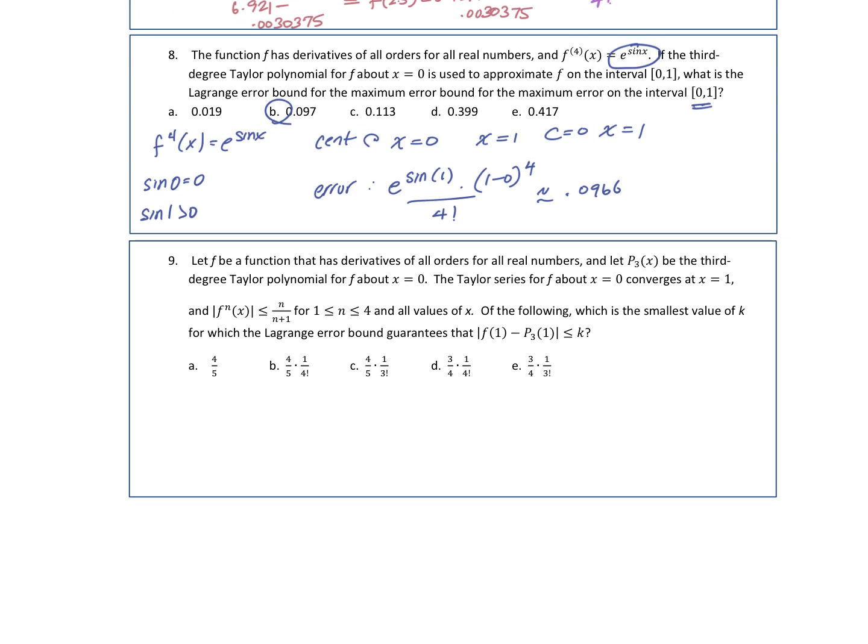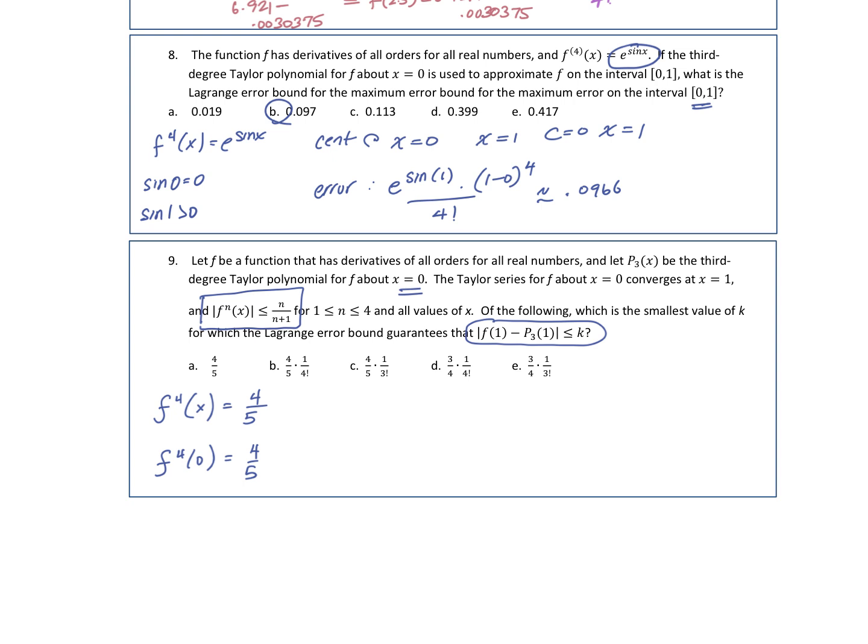All right, for number 9, we're talking about a third-degree Taylor polynomial. And again, we're talking about error. So we need the 4th derivative. They're giving us a formula that represents any derivative. So f4 of x is going to be 4 over 5. All I'm doing is plugging in the 4 for the n. They're saying about x equals 0. So f4 of 0 equals 4/5.